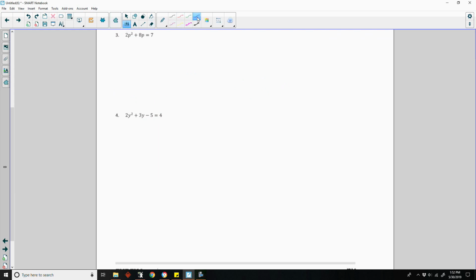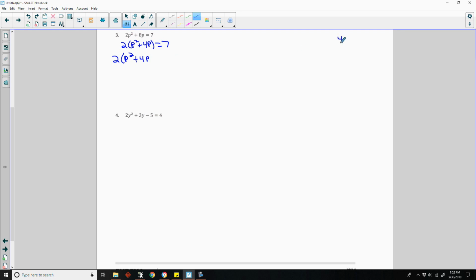Okay, number 3. 2p squared plus 8p equals 7. First thing I'm going to do is factor out a 2. So it's 2 times p squared plus 4p equals 7. Okay, so now I'm going to take this 2 and I'm going to complete the square inside here. So it's p squared plus 4p.